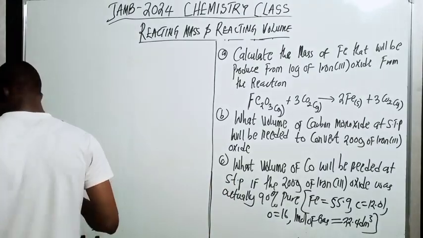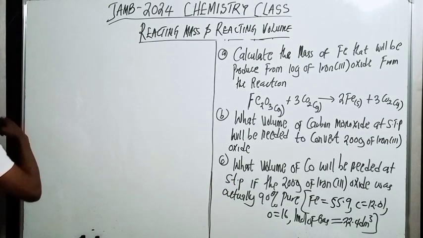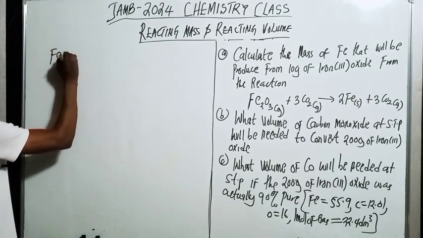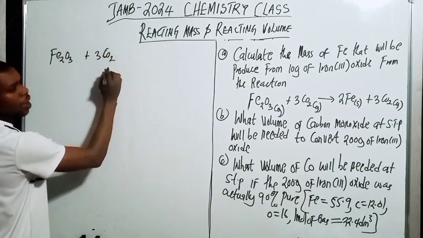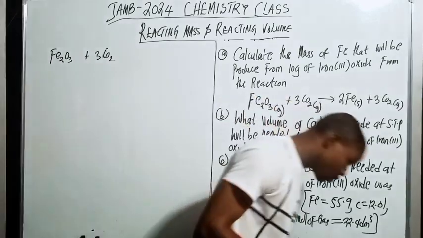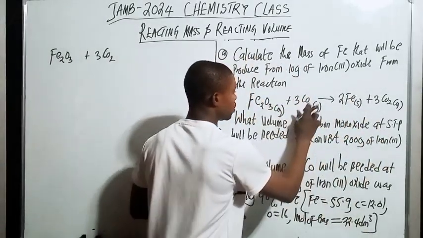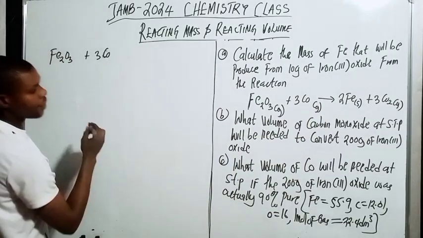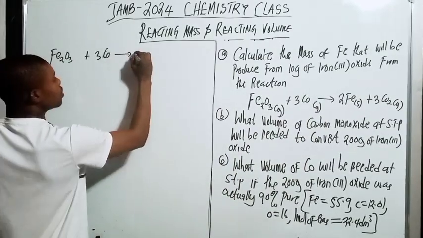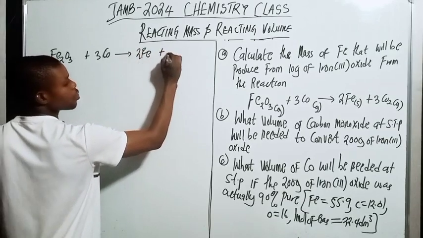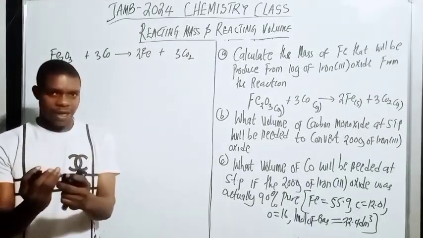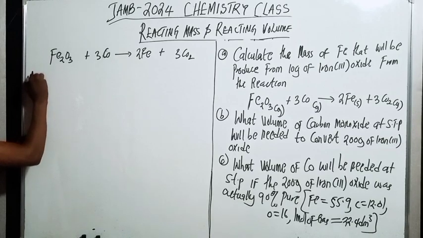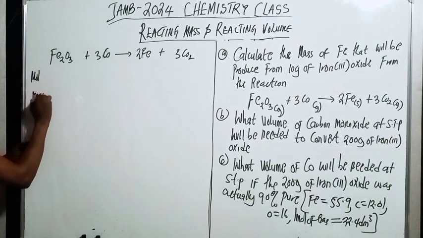So now here we have Fe2O3 plus 3CO, carbon monoxide, gives 2Fe plus 3CO2. Now, in general, before you can start solving this problem, first of all, you have to write down the balance mole, balance mass, and balance volume. Do you understand? Very important.